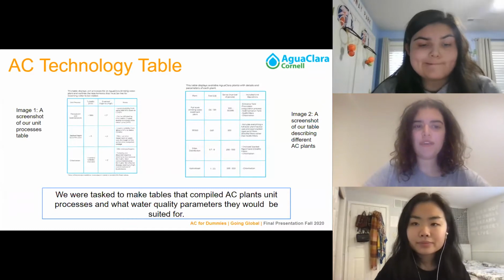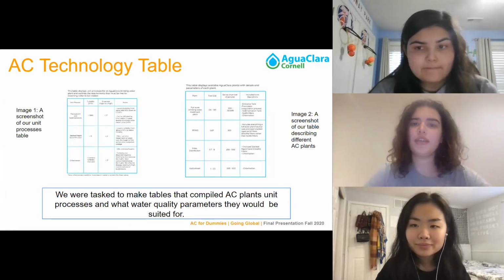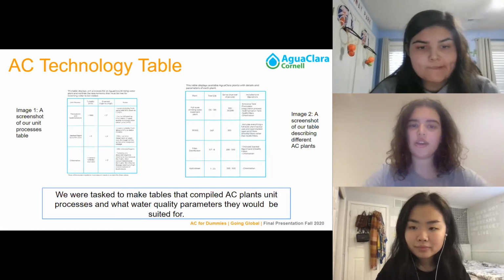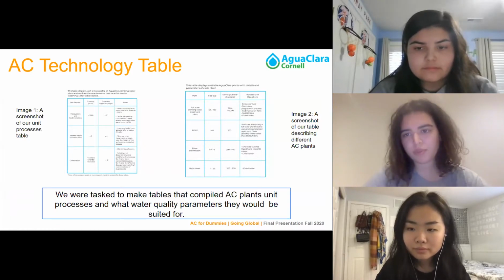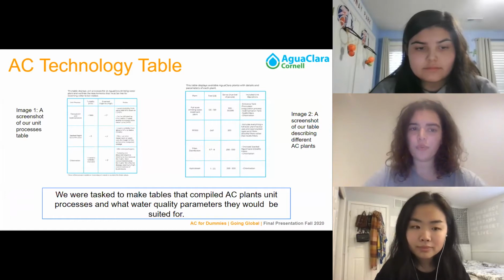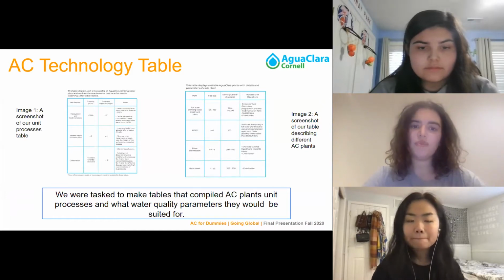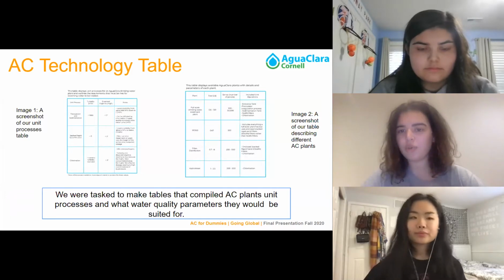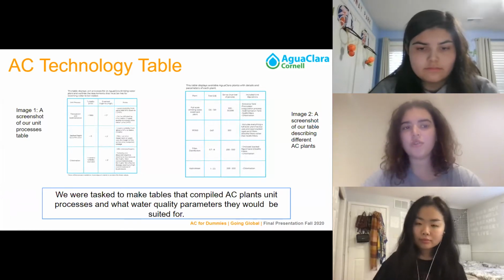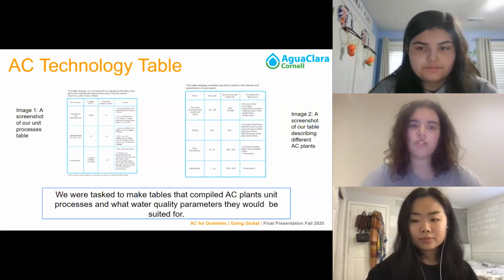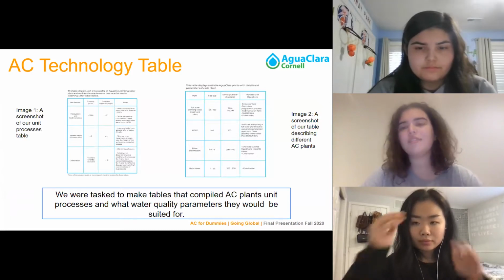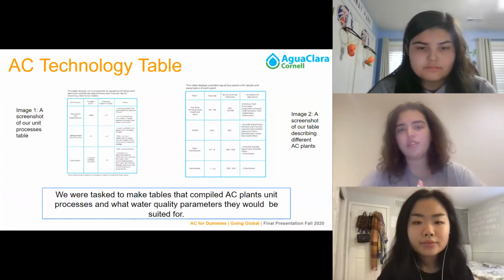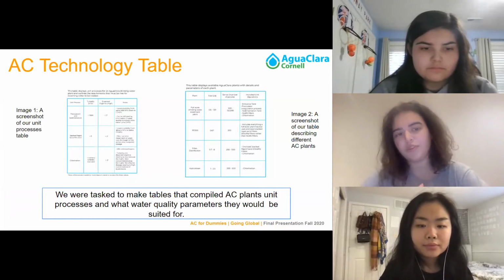So we were tasked by Fletcher this semester to make a table that compiled all Agua Clara unit processes from the different plants and describe when they would be suitable to use based on the quality of the water that needs to be treated. The tables will potentially be used by organizations interested in working with Agua Clara, incoming members, or anyone who wants to learn more about AC, as it gives them a very brief outlook on the technologies Agua Clara has to offer and what they're used for.